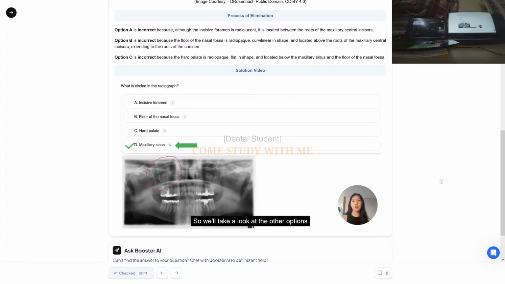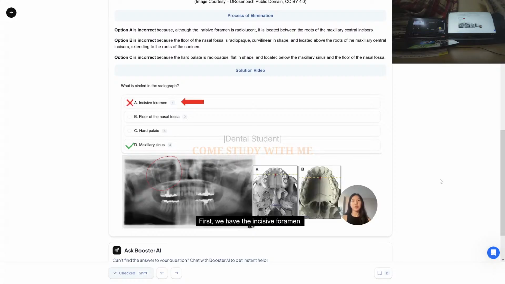So we'll take a look at the other options and figure out why they are incorrect. First, we have the incisive foramen, which is a radiolucent structure, but we know that it differs in location and shape and size. So we can see it over here in the red in the image to the right, and we can tell that it is a fairly small structure, and it's found in the midline rather than on either side of the midline.